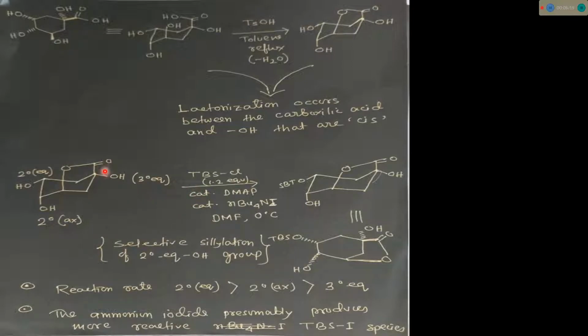Already the surrounding of this OH is so congested, there is so much crowding, because this carbon is 3 degree.